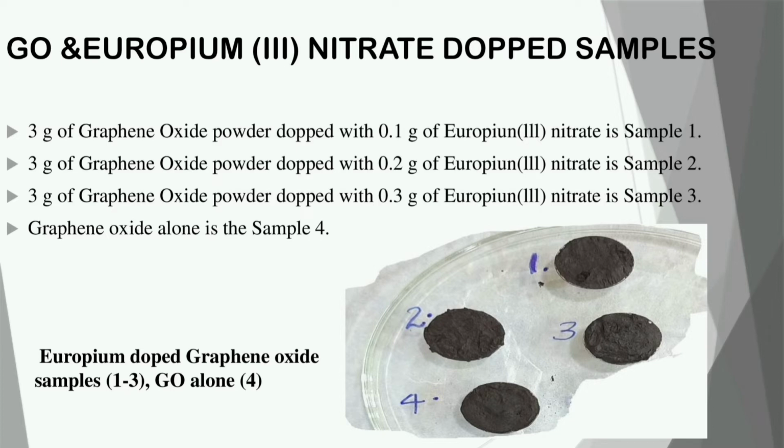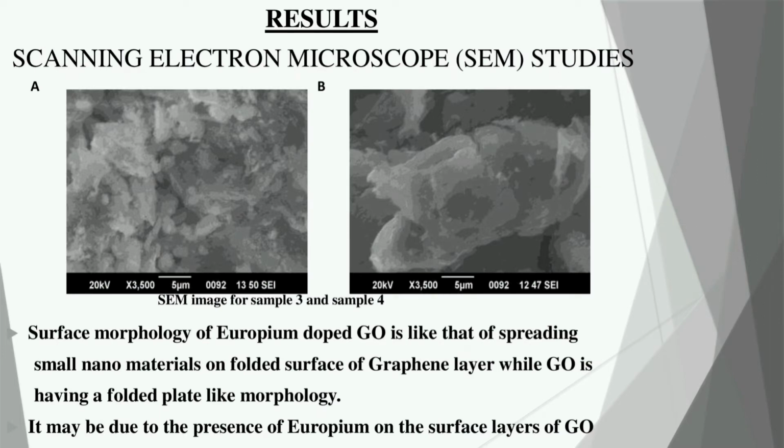We then studied these samples using scanning electron microscope or SEM. Our findings are shown in this slide. Image A shows the SEM image for europium doped graphene oxide and image B shows the SEM image for graphene oxide alone. It is clear from image B that pure graphene oxide has an almost folded structure, and this may be due to the probability of forming carbon nanotube. And in image A, we can see the spreading of small materials on the folded surface of graphene layer, which is due to the presence of europium on the surface layers.